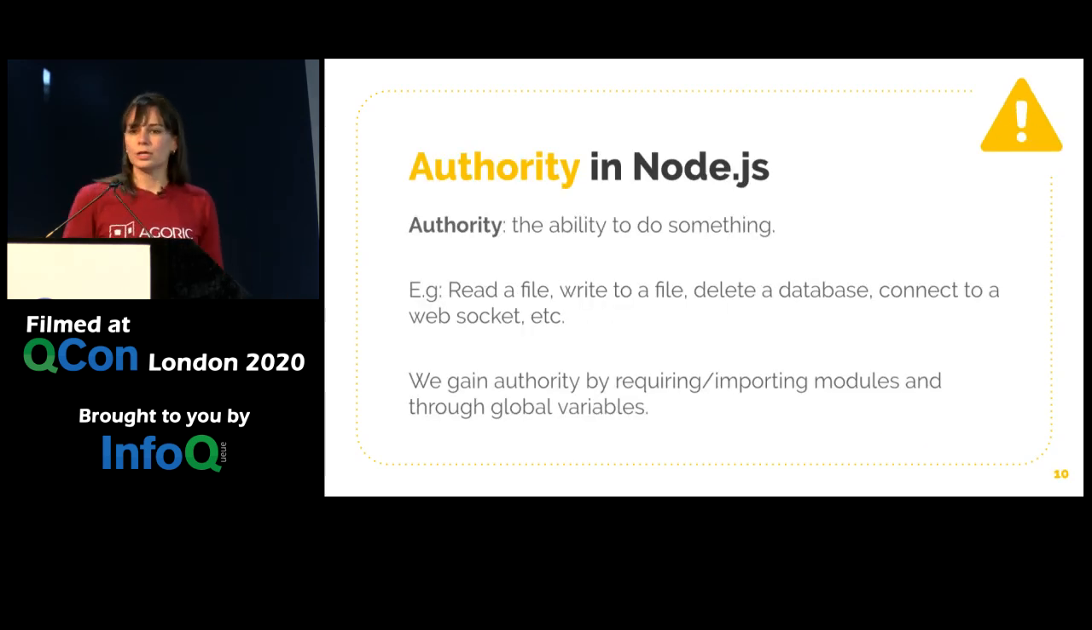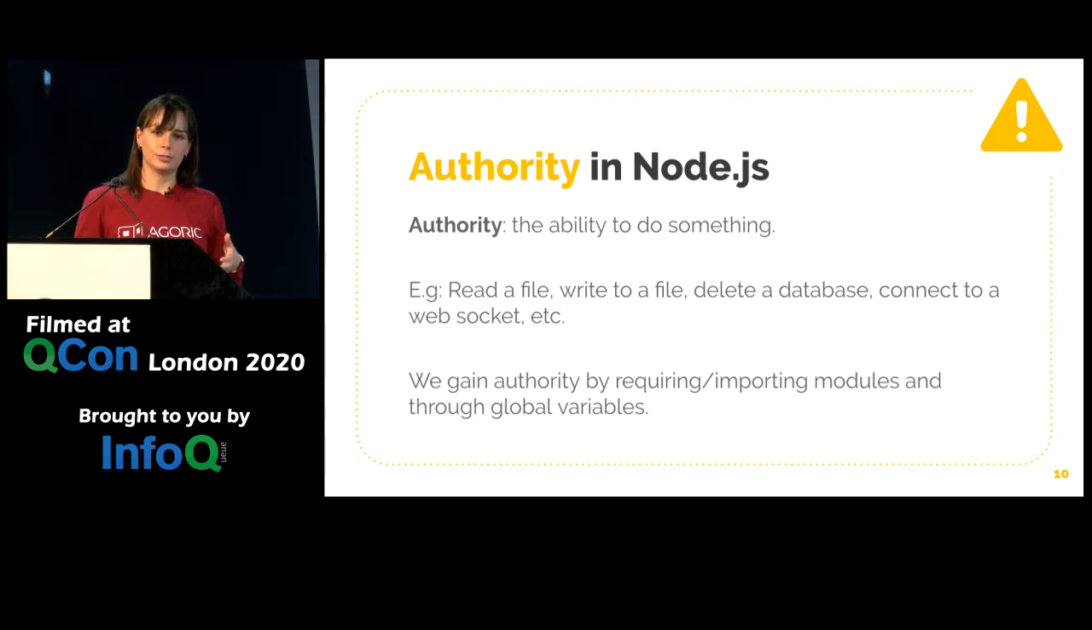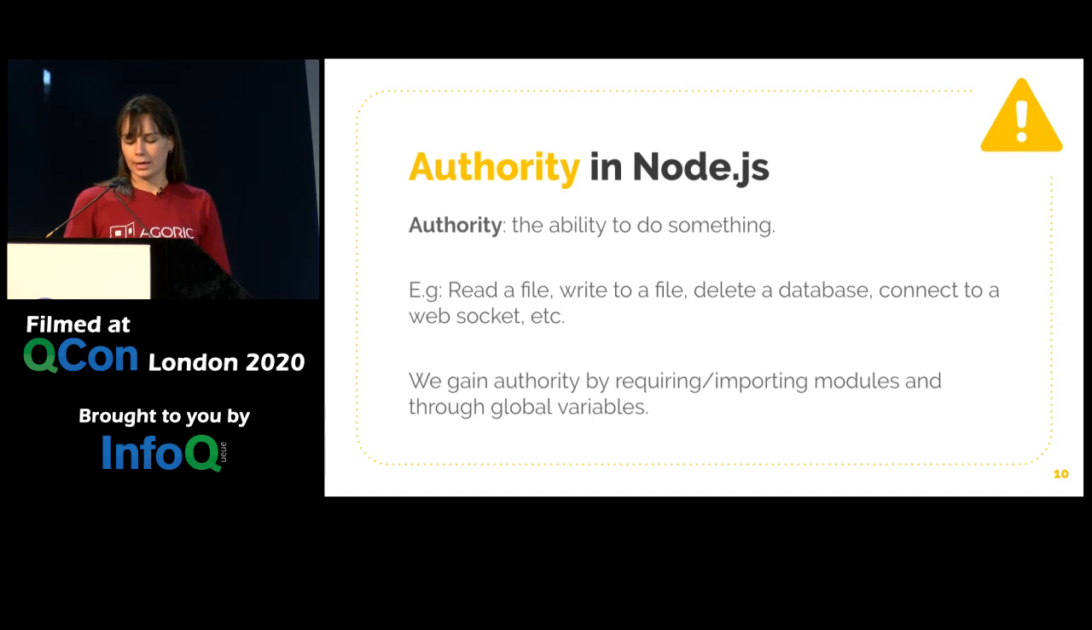So let's look at how authority works in Node.js. I'm going to focus on Node.js for a bit here. By authority, I mean the ability to do something, right? And so authority in Node comes in through the use of imports. So you can require certain modules. You can require the built-in modules. And it comes through the use of global variables.